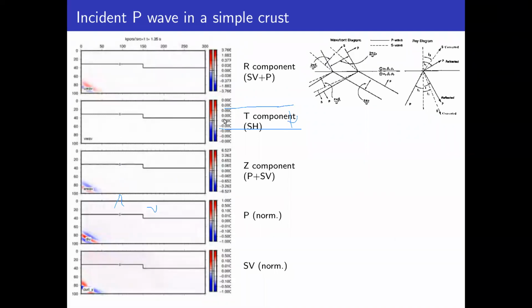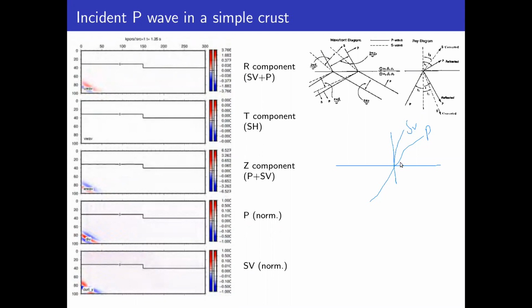And let me see if there is something more. Okay, so this is P to S. Now I was just talking about P to S conversion. If you have a homogeneous, very flat, horizontal layer, then the incident P will only generate a P and an SV.